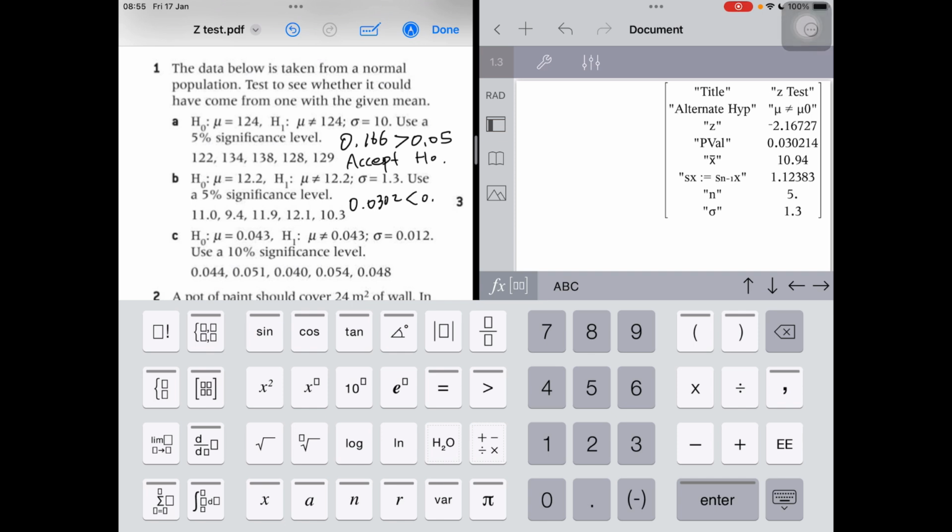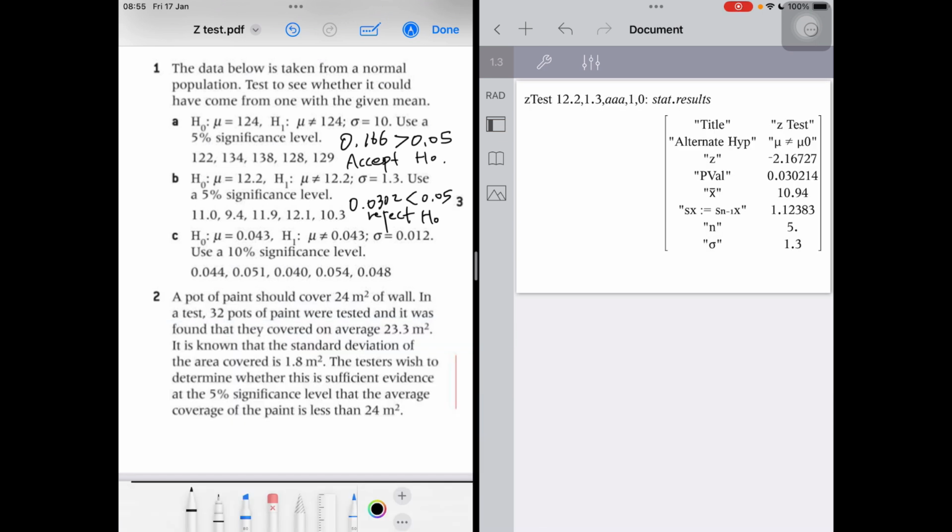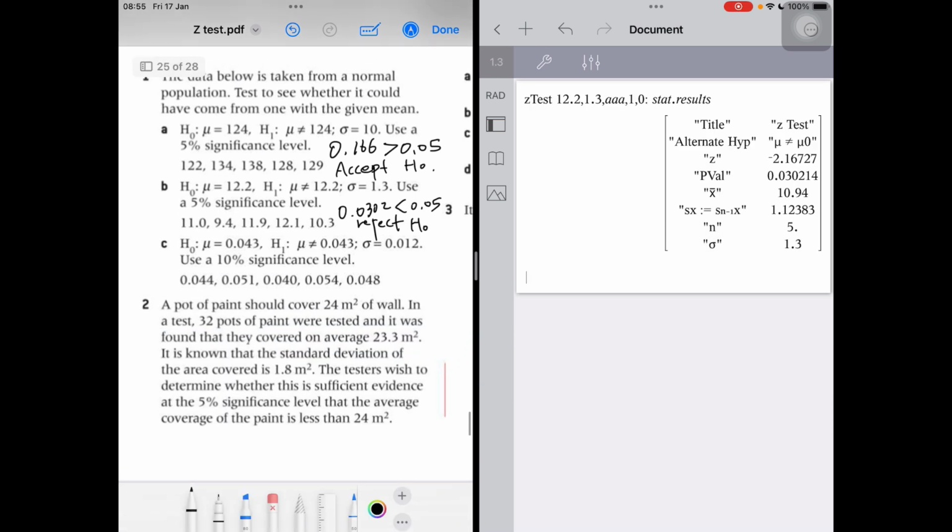So smaller than 0.05, so reject H0. We have sufficient evidence to reject H0. So this is the one. You can try number C. Number 2, a pot of paint should cover 24 square meters of wall. The test, we have 32 samples and the average 23.3.